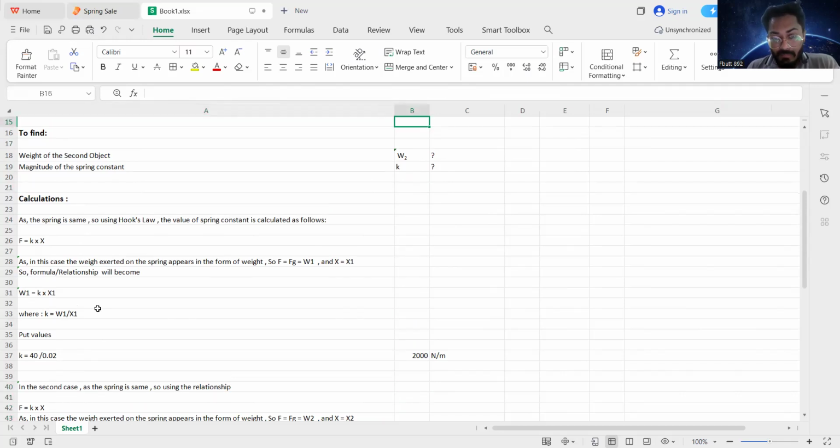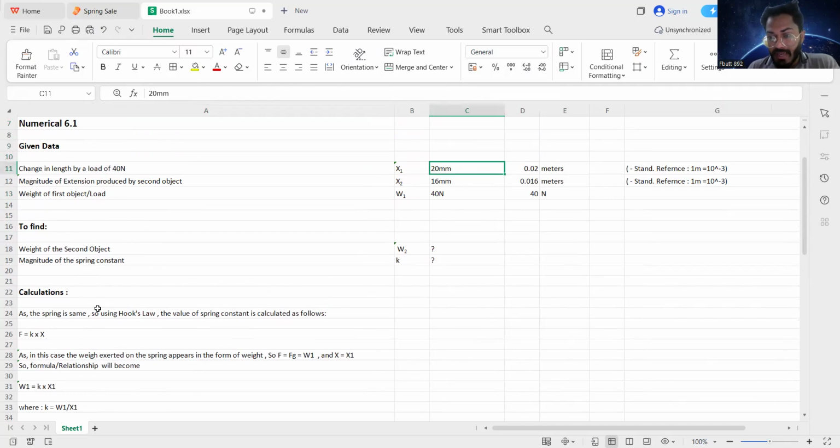The change in length in the first case is 20 millimeter, and in the second case, the change in length is lesser as compared to the first case. So if the change in length is lesser, it means that the load I have hung in the second case will be lesser or more. Kindly answer. You said, sir, in the second case the change in length is lesser, so the weight which we hung in the second case is lesser as compared to the first case.